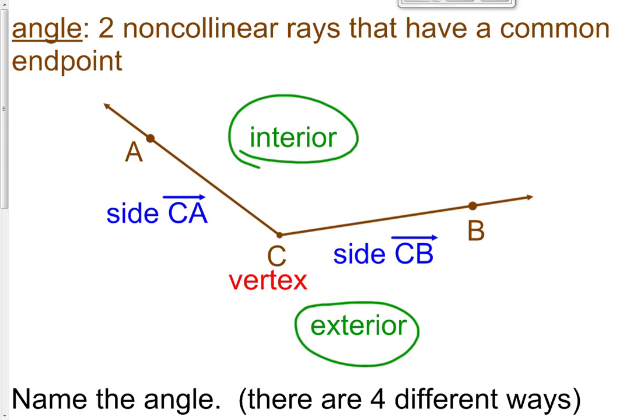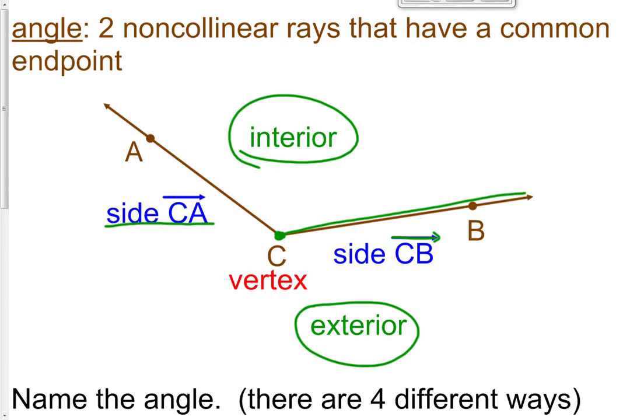Now two rays make an angle. So one ray is the side CB. And as you can see, there's an arrow over CB. You start with the endpoint C and then it goes out to B. The other side is side CA. Now, a very important thing in an angle is the vertex. The vertex is that endpoint where both rays come together. So C is the vertex.